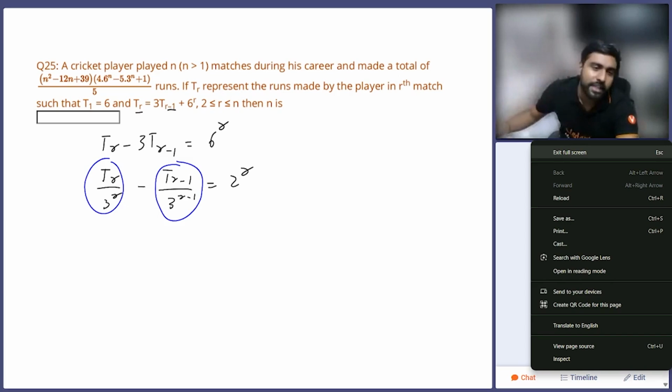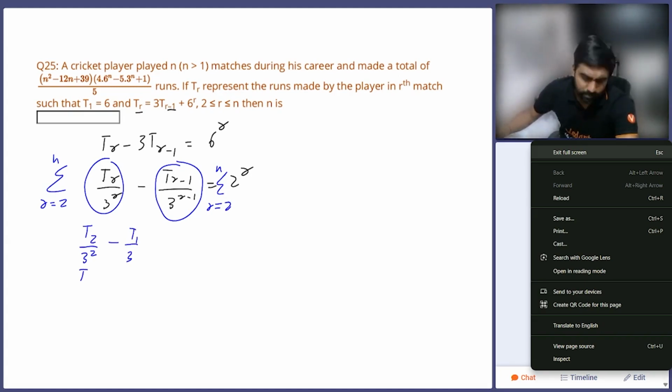Because if I apply summation from R equal to 2, because at R equal to 1, I will have T0, which doesn't mean anything. 0th maths does not make any sense, right? Till n. And over here also summation R equal to 2 till n over here. So what do I get over here? Over here, the good thing is I will get something like T2 upon 3 square minus T1 upon 3 plus T3 upon 3 cube minus T2 upon 3 square, so on and so forth, till Tn upon 3 power n minus Tn minus 1 upon 3 power n minus 1. Cancel, cancel, cancel. Everything gets cancelled out.